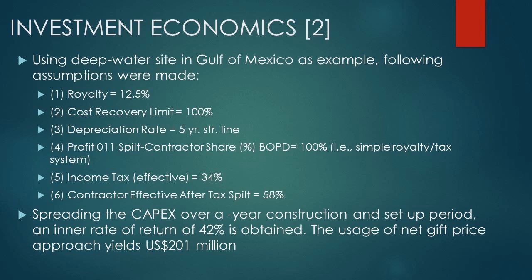Profit oil contractor share, percent, equals 100%. That is, a simple royalty tax system. Income tax, effective, equals 34%. Contractor effective after tax share equals 58%. And by spreading the capex over a one year construction and setup period, an internal rate of return of 42% is obtained. The usage of the net present value approach yields $201 million.